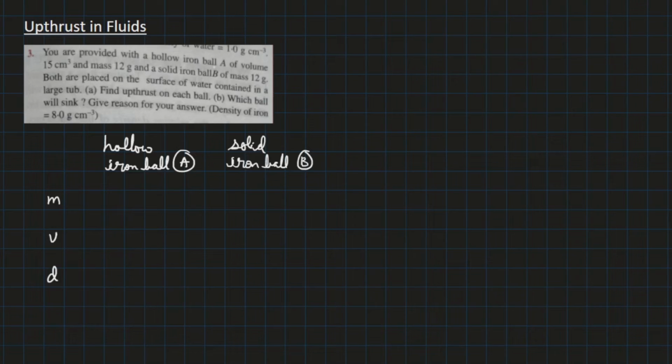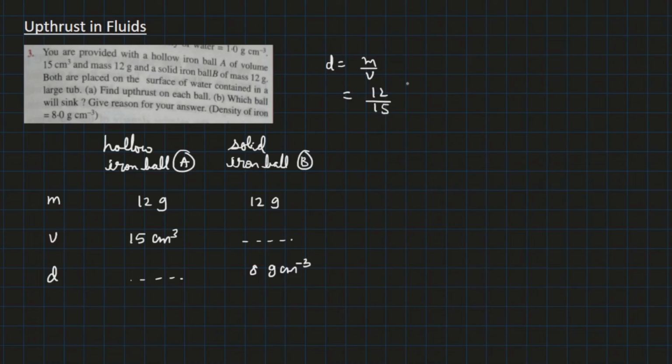Here it says that the hollow iron ball has a volume of 15 centimeter cube and the mass is 12 grams. The solid iron ball also has a mass of 12 grams, and it is given that the density of iron is 8 grams per centimeter cube. So we don't have the volume of the solid ball, and we don't have the density of the hollow iron ball. We know that density is mass upon volume, so this is 12 upon 15, which will be 0.8. So the density is 0.8 grams per centimeter cube, which is less than water, therefore it will float.